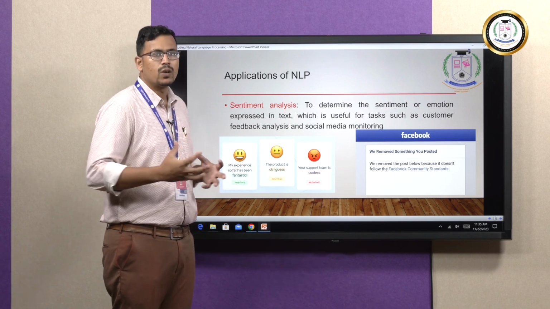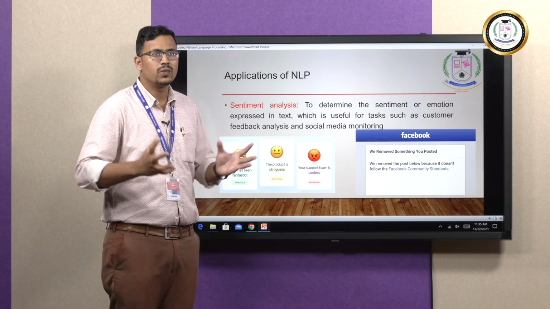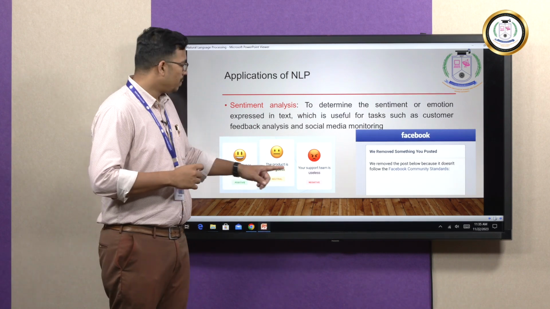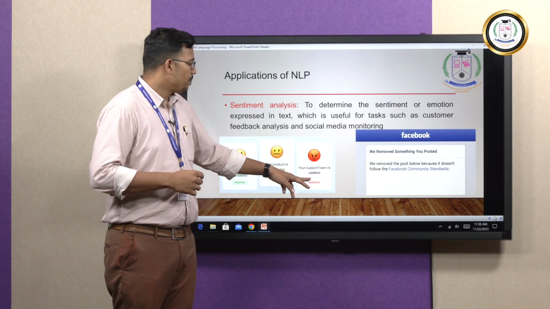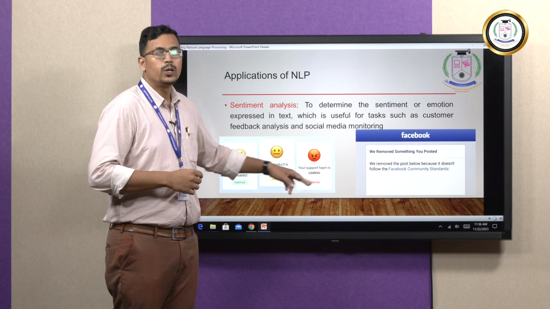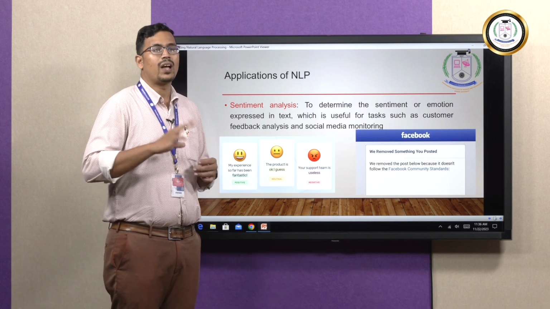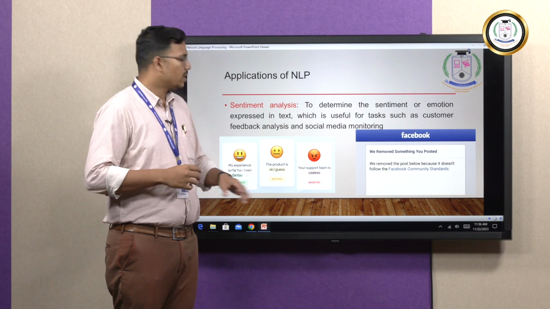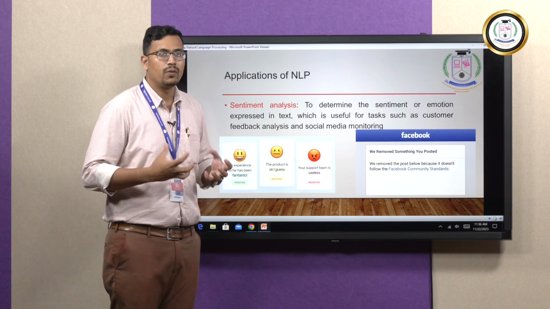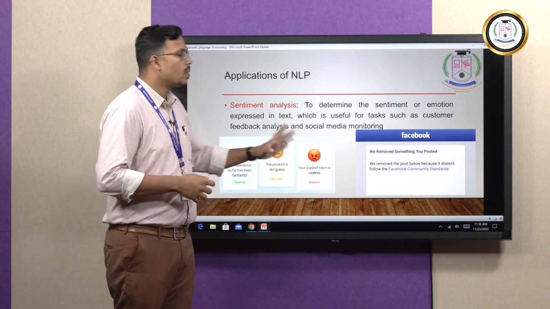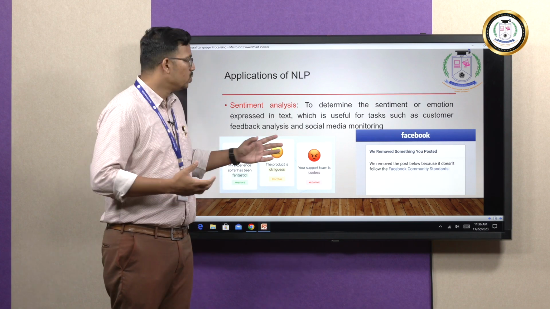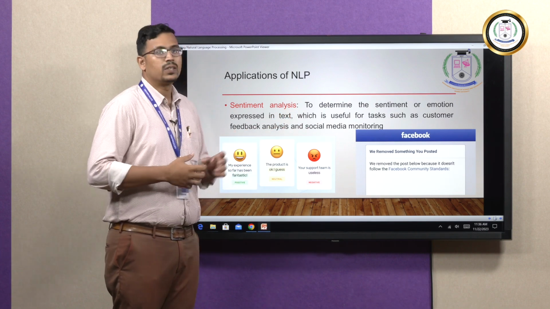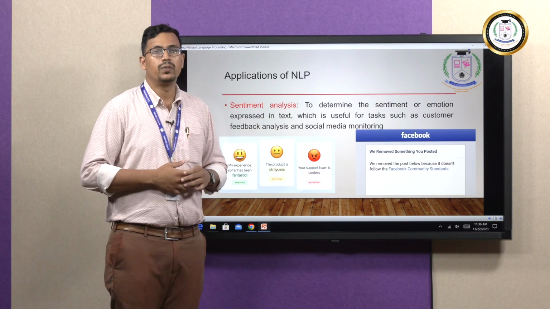Words like fantastic, awesome, wonderful are classified as positive feedback. Tokens like okay, average are classified as neutral. And tokens like useless, very below average, worst product are identified and classified as negative feedback. So this is how big e-commerce websites like Amazon and Flipkart are using NLP to classify the data to understand the sentiment of their customers.